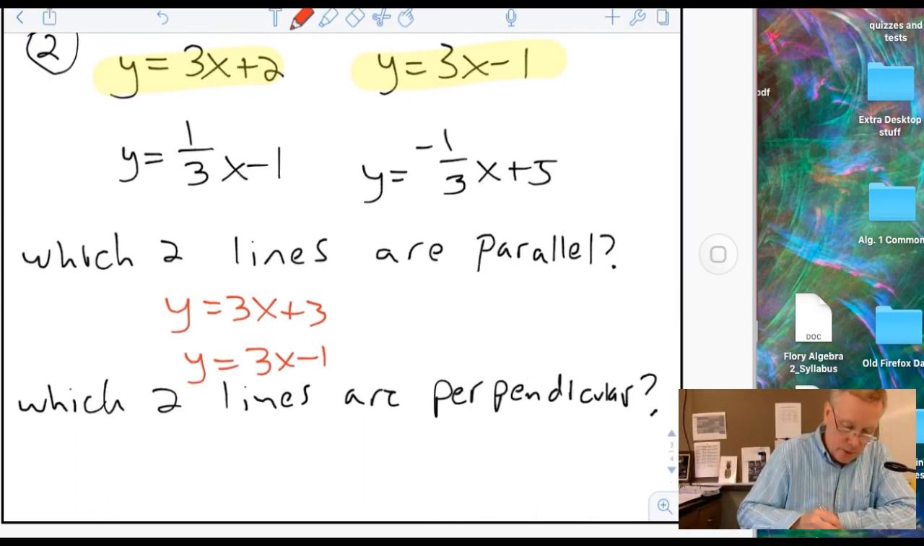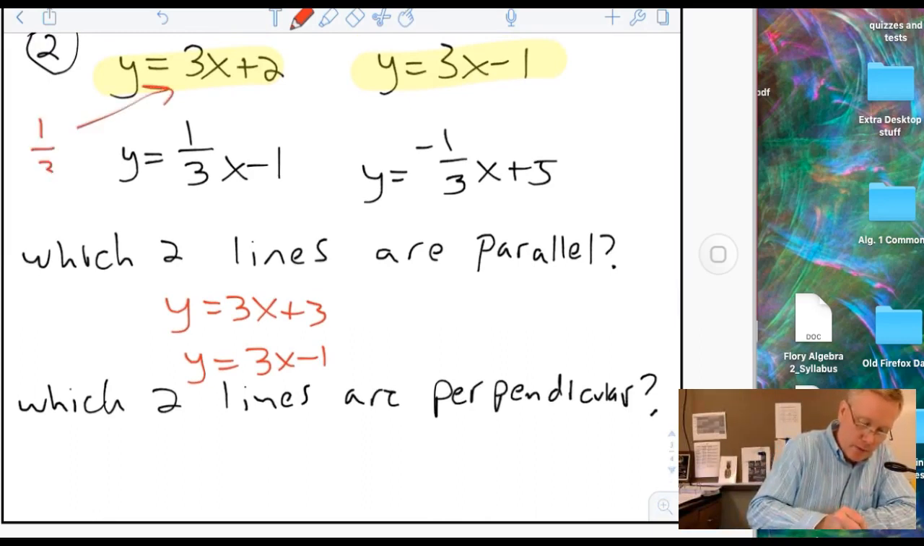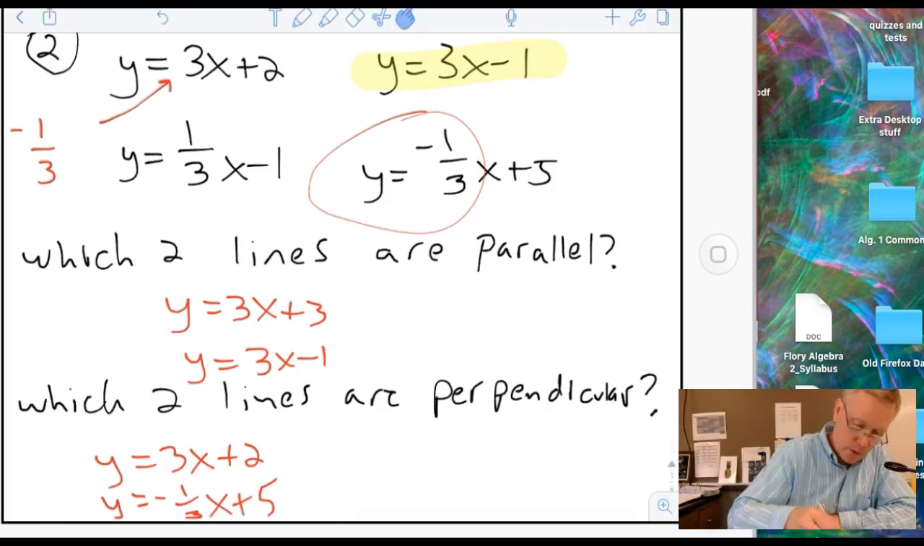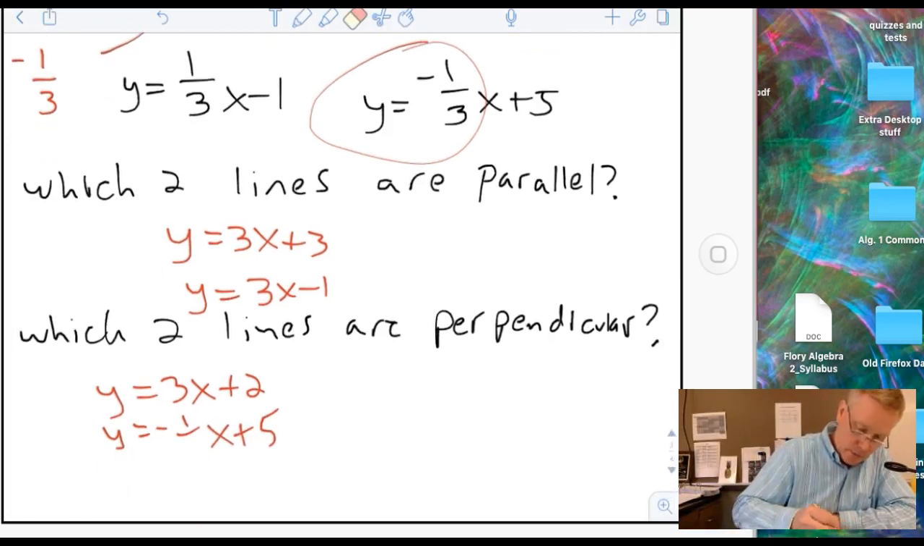So I see a 3. This one has a slope of 3. So if I flip that upside down, remember there's always a 3 over 1, so make it 1/3. And then I make it negative. So that means this has a slope of negative 1/3. So those two are perpendicular. Y equals 3x plus 2, and y equals negative 1/3 x plus 5. So those are perpendicular. What about the other two?